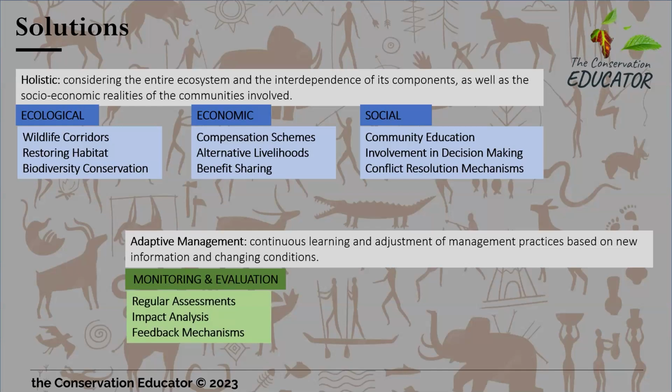We need to do regular assessments. We need to do impact analyses and make sure we have feedback mechanisms in place. If this is working, we keep going. If it is not working, stop. And this also leads to approach flexibility, which is responsive management.